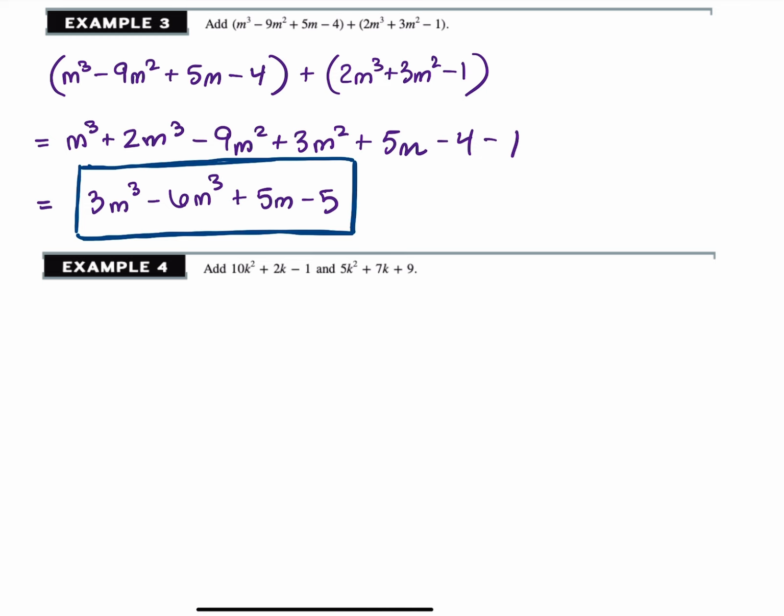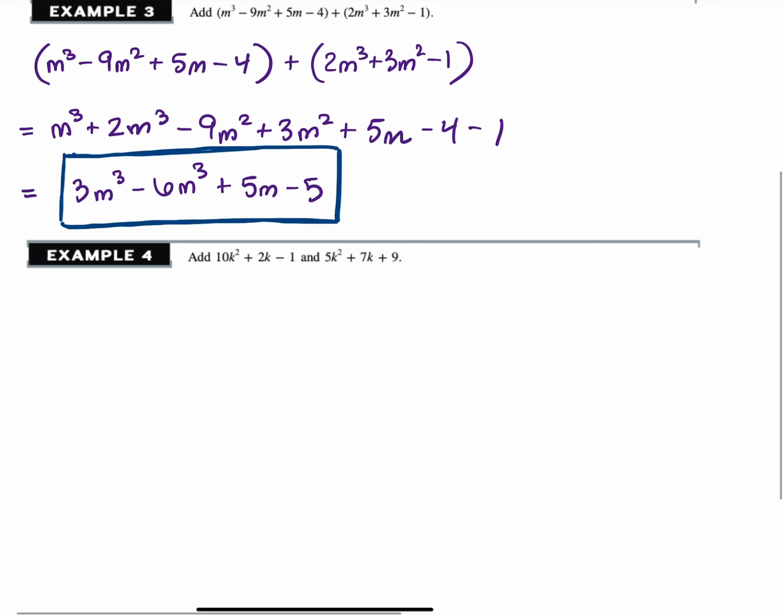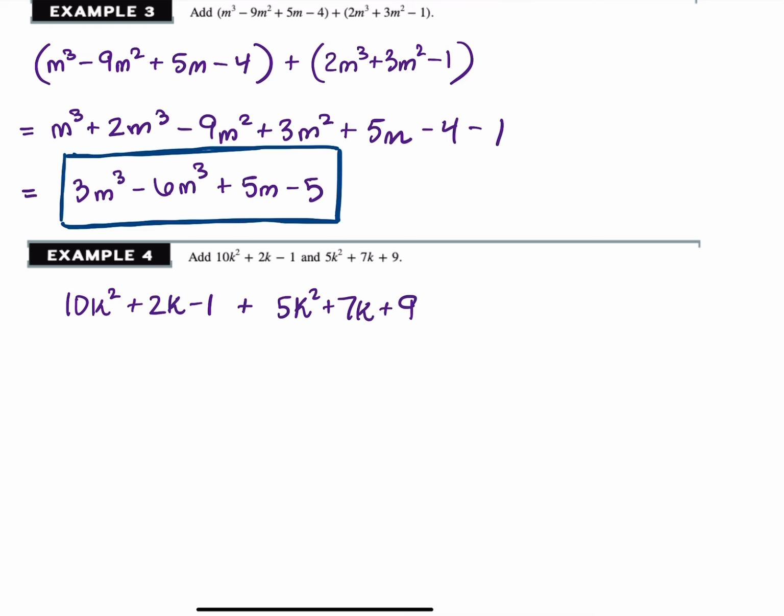Right, example 4, we have 10k squared plus 2k minus 1, and we want to add 5k squared plus 7k plus 9. So I can combine, or at least place them together first. So 10k squared plus 5k squared. Then we have the 2k on the left and the 7k on the right, and then a minus 1 and a plus 9.